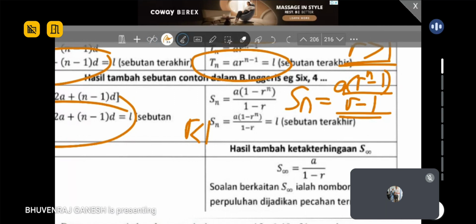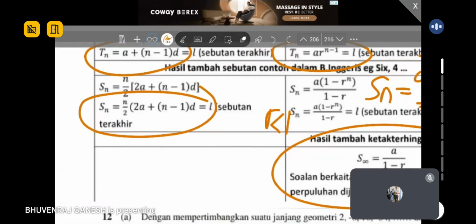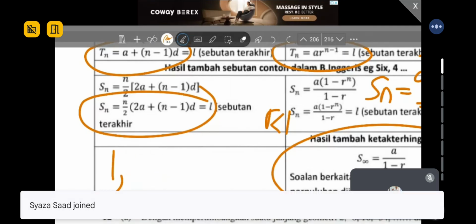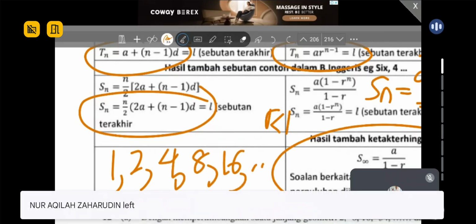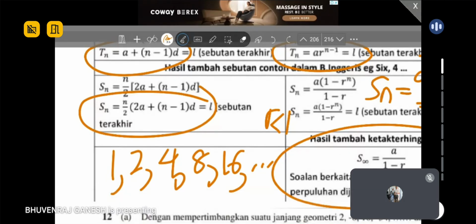So your last formula in geometric is actually your S infinity, guys. Okay, hasil tambah ketakterhinggaan. Okay, what does this mean? It means that basically you have a sequence like this. 1, 2, 3. Okay, this one cannot because it's not geometric. 1, 2, 4, 8, 16, and then dot, dot, dot. So whenever you see dot, dot, dot, it means that it goes on until infinity lah. Okay, bila kamu nampak dia tak tulis nombor lagi dah.